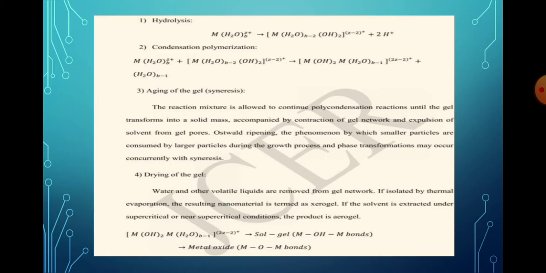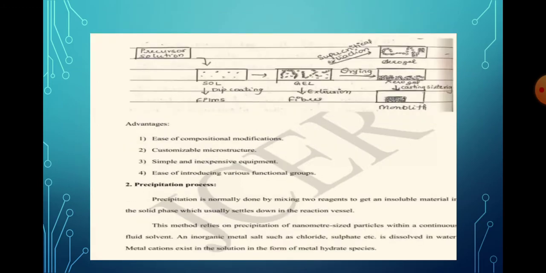The reaction is given: MOH + MOH giving M-O-M + H2O, that is, a reaction in solution to gel, which forms metal oxide M-O-M bonds. Here the O is the oxide, M is a metal, and this is the bond. Here a diagram is given: precursor solution, sol, coating, gel. This is a process, step by step, 1, 2, 3, divided into these three parts.